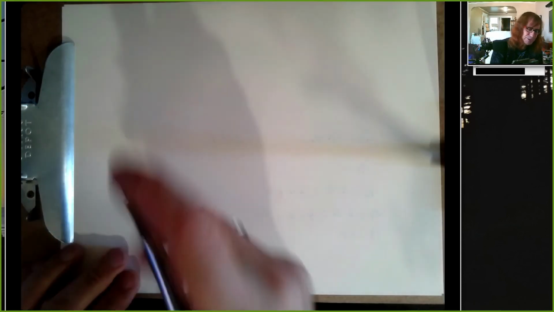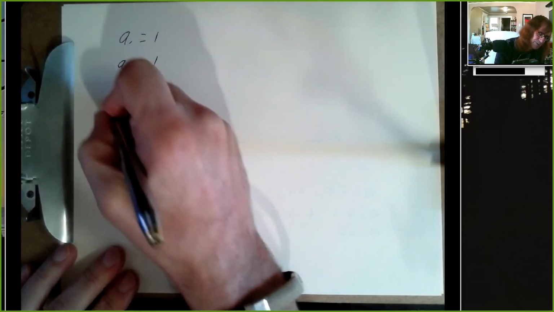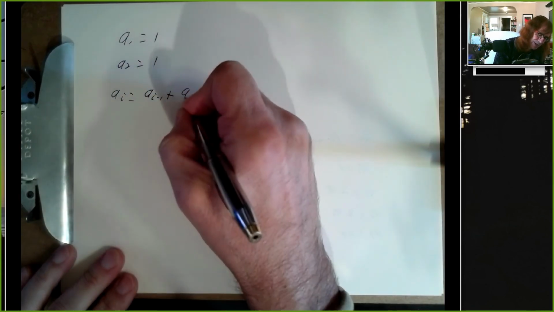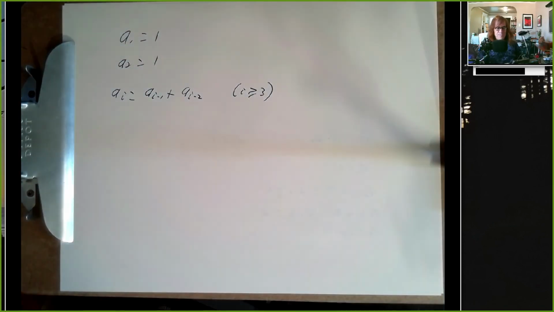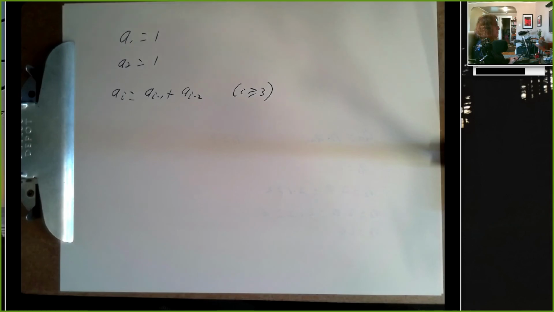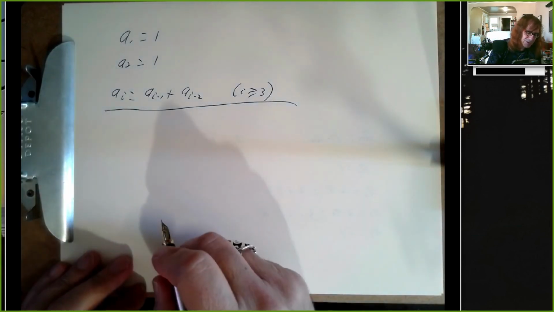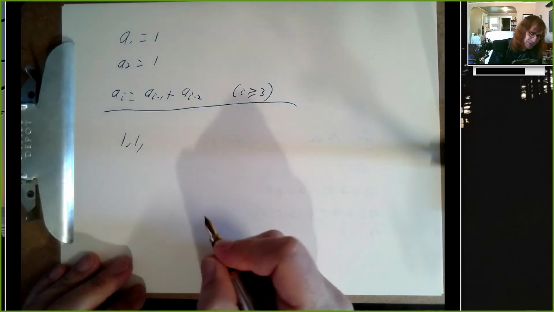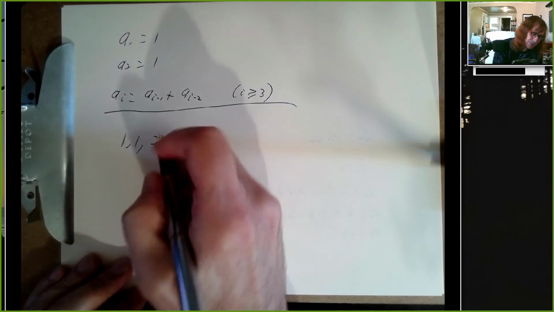Let me give you two initial conditions. A1 is equal to 1, A2 is equal to 1, Ai is equal to Ai minus 1 plus Ai minus 2, and that's for i bigger than or equal to 3. So if we write this out, the first term of our sequence is 1, the second term is 1. The third term should be the sum of the second and first terms. 1 plus 1 is 2.